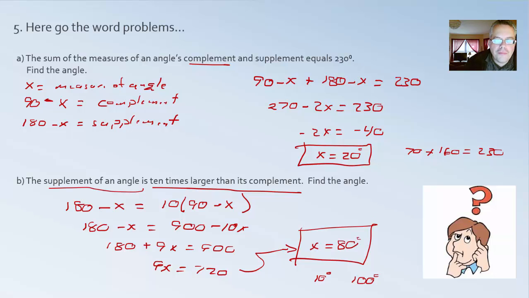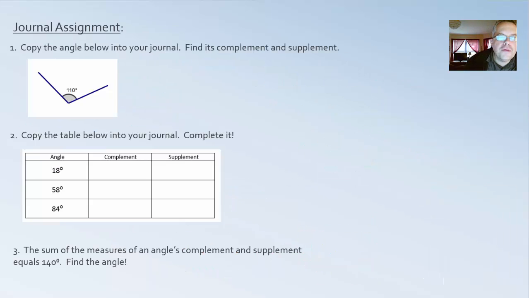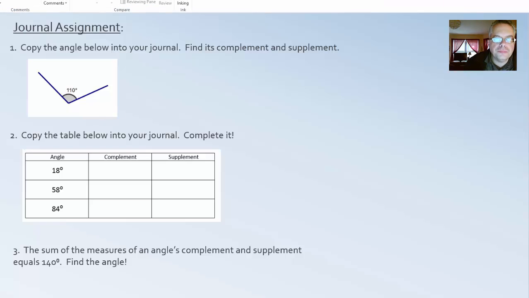All right, time for the journal assignment. On the first one, copy the angle below in your journal. It doesn't have to be exact, just make a sketch of the 110-degree angle and find its complement and supplement. Then complete a table, just like we did in the video. So copy the table and complete the table.